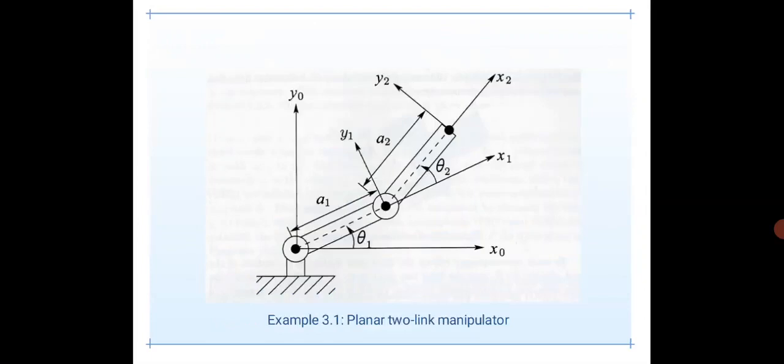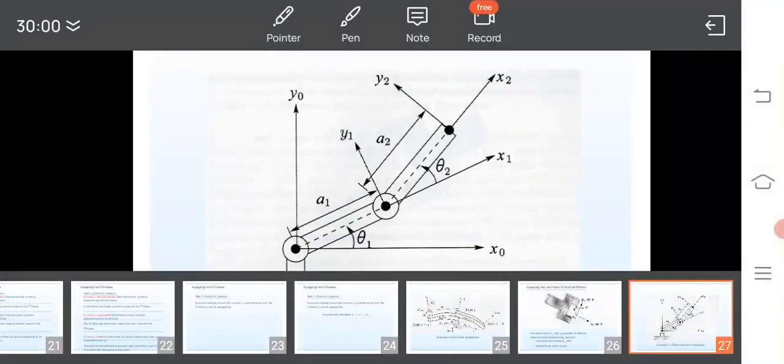This is a planar two link manipulator. We can see we have two links, and all the DH parameters are represented in this figure. For example, theta is the rotation angle, similarly on this side the link a2, then theta 2.